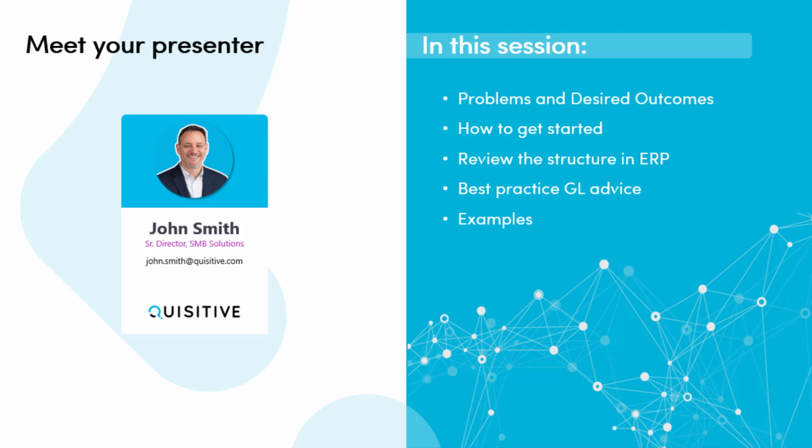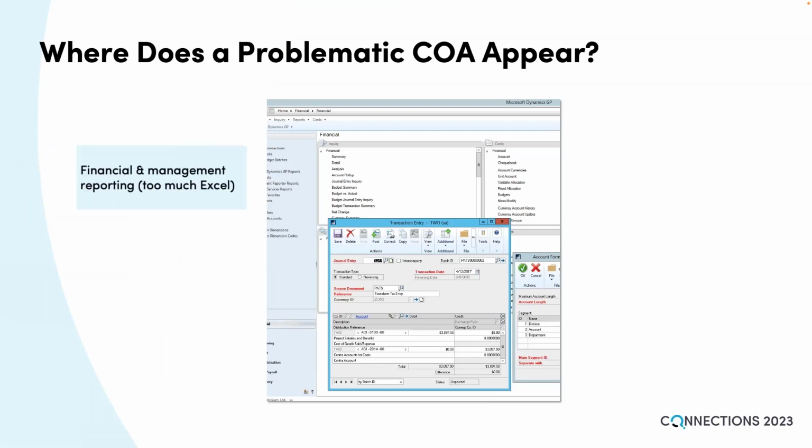So we're going to spend some time today with some best practice advice on the chart of accounts, and I think this is relevant whether you're using GP, whether you're using SL, or, maybe really importantly, if you're thinking of doing a migration to the cloud. I would actually recommend cleaning up the chart of accounts now, don't wait, but we'll talk about how we do all of that and give you some advice and tips. So let's talk about where the problems appear.